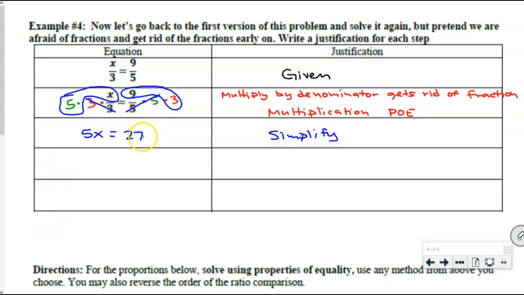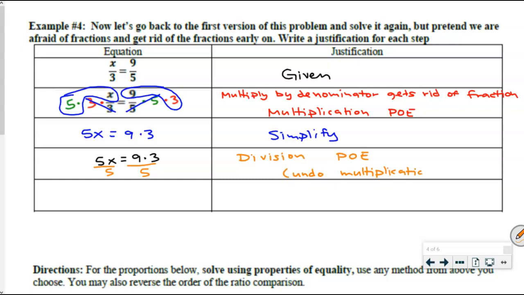I think I'm going to do something a little bit different. Instead of writing 27, I'm going to write 9 times 3. I'm not going to simplify that part. Last final step. We're going to take that 5x is equal to 9 times 3. How are we going to undo what's happening to x now? We divide by 5. Whatever I do to one side, I do to the other side. We're going to call this the division property of equality. Why am I choosing to use the division property of equality? Because we want to undo multiplication.